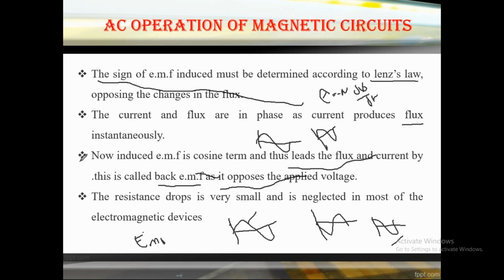Okay now, this is also one of the most important points. When the induced EMF is present and it leads the flux and current, this is called back EMF, and it opposes the applied voltage. In this condition the drop will be very small and completely negligible for most electromagnetic devices. So these were the different parameters involved in the induced EMF, that is, the AC operation of a magnetic circuit.